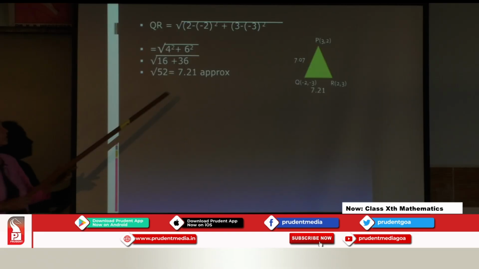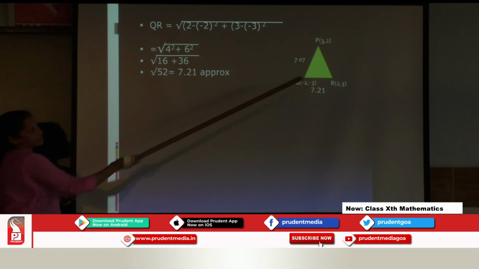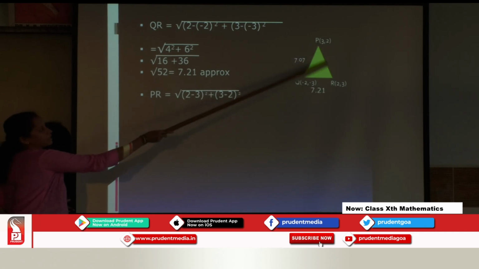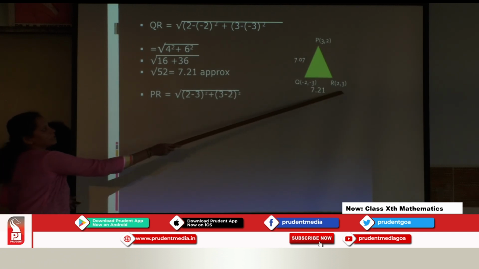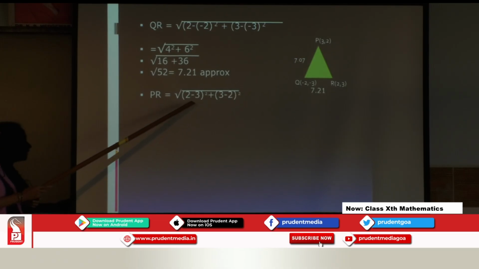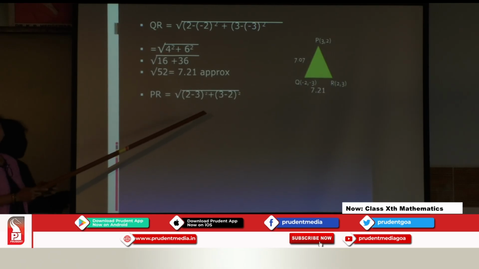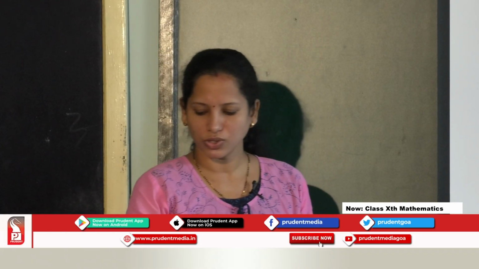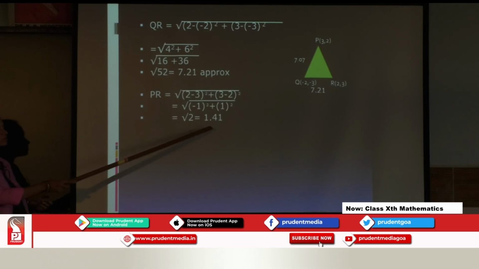Now the third side which remains is PR. So now we have to find PR. Again we are using the distance formula here. So 2 minus 3 the whole square plus 3 minus 2 the whole square. 2 minus 3 is equal to -1, and 3 minus 2 is equal to 1. So (-1) squared plus 1 squared is equal to root of 2, which is equal to 1.41. So the third side is equal to 1.41.